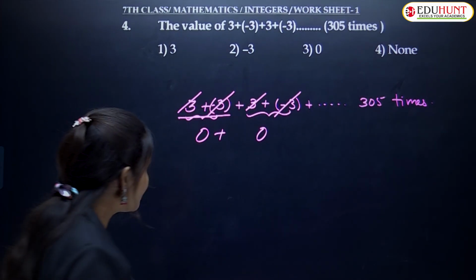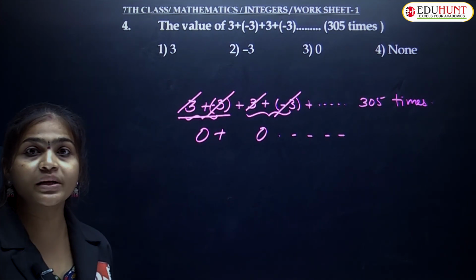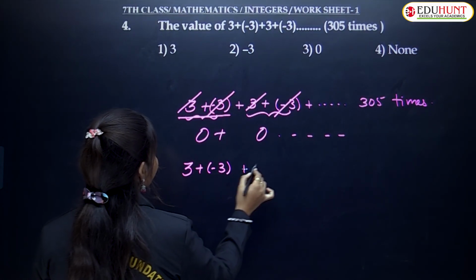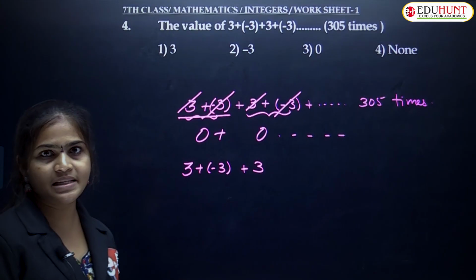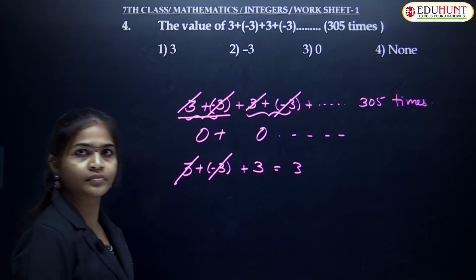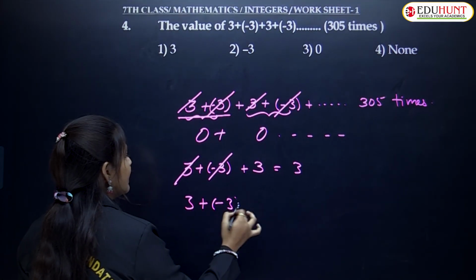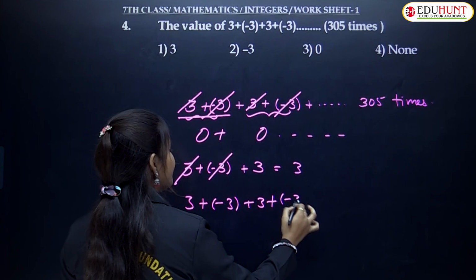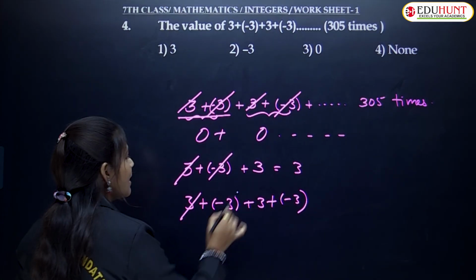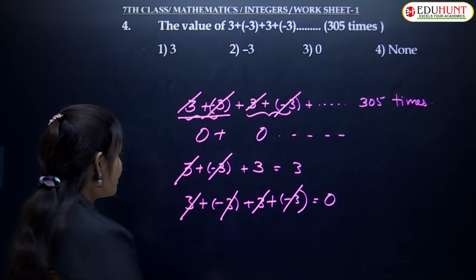So this process will continue up to an even number of times only. Yes or no? For example, 3 plus minus 3 plus 3, an odd number of times like this. The first one and the second term get cancelled, so the answer is 3. If you take it 4 times, then 3 plus minus 3 plus 3 plus minus 3. How many terms are there? 4 terms. Plus 3 minus 3 plus 3 minus 3 cancel, so the answer is 0.